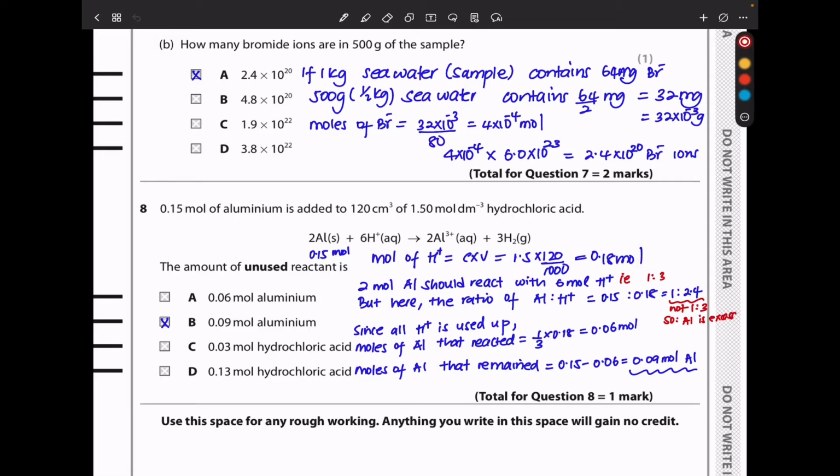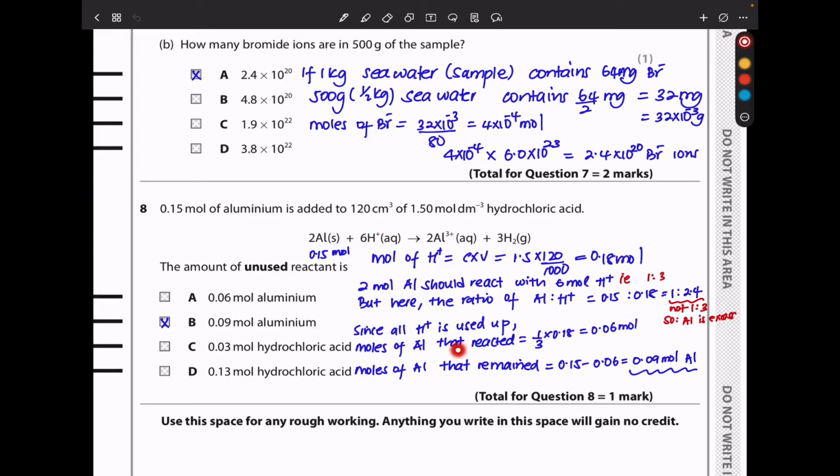So we can see 2 moles of aluminium must have reacted with 6 moles of HCl, so the mole ratio is going to be 1 to 3. However, in this reaction, aluminium is reacting with H plus in the ratio of 0.15 to 0.18. This is equal to 1 to 2.4, and we can see in this experiment, aluminium is going to be in excess. Since all the H plus is used up, it means the acid was the limiting reagent, and therefore I can use the moles of the acid.